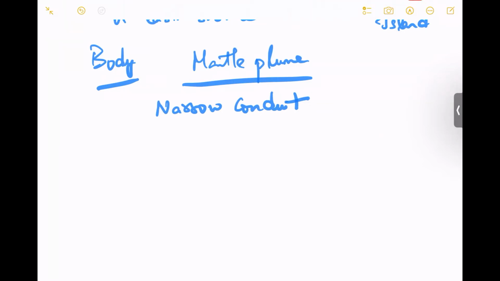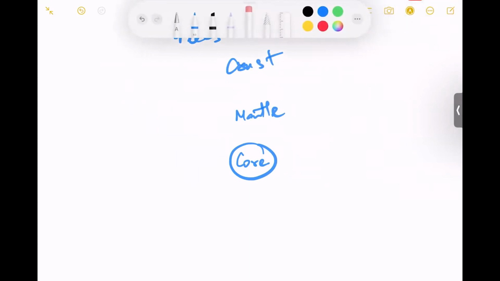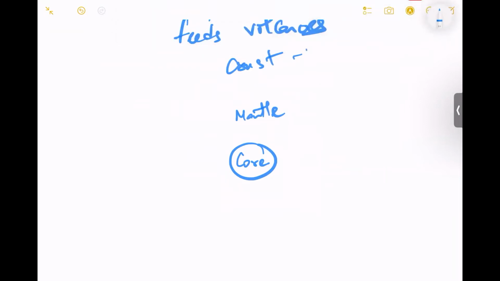Okay, it spreads onto the surface. Also it sometimes feeds to the volcanoes. The magma of the mantle plume feeds to the volcanoes. Okay, so how this looks like is, there is your core. Okay, core, mantle, and the crust. This is the outermost layer of the earth's surface. This crust is generally called the rocky surface of the earth.